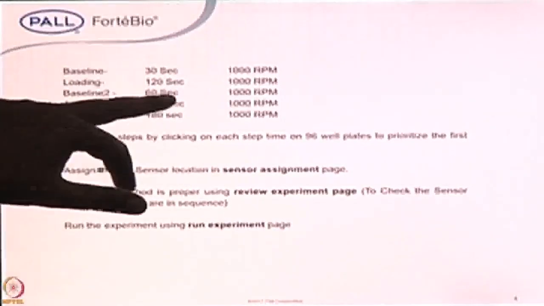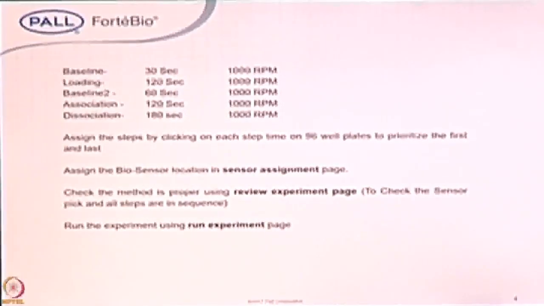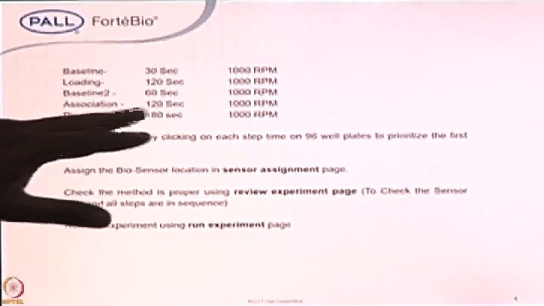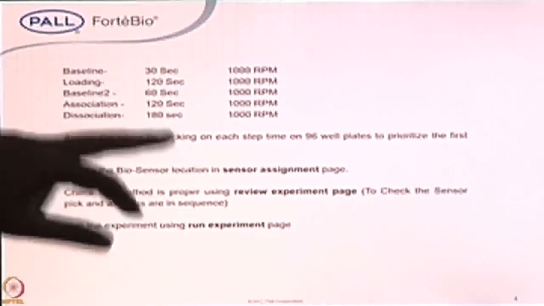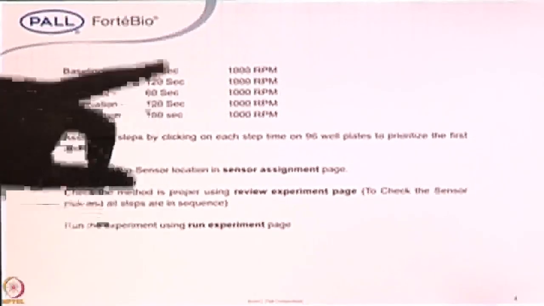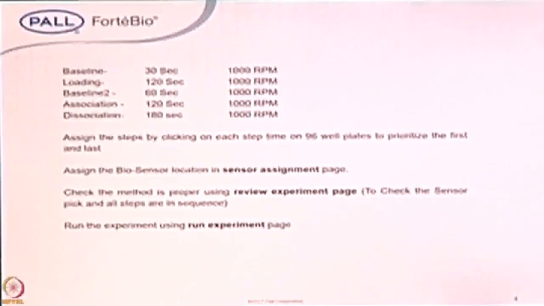And the next baseline I will do for 60 seconds, where once the immobilization has happened, then the unbound molecule you want to wash off, we need a stable baseline, so using 60 seconds is good enough. I will do the 120 seconds association where your antibody binds to the immobilized protein A, and then dissociation I will do around 120 seconds. The whole thing is roughly 2 to 5 minutes per run, and hardly more than 15 minutes in total. So in 15 minutes you will finish your entire kinetics experiment in one go.